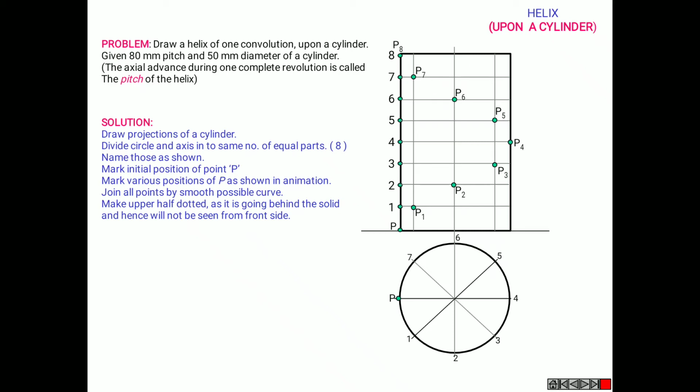Join all these points smoothly in order to obtain your required helix. The lower part is in the front and the upper part of the helix is behind the cylinder, so it is not visible and so it is drawn in dotted line, and the lower part of the helix is in the front which is visible to you, so that is in dark line.